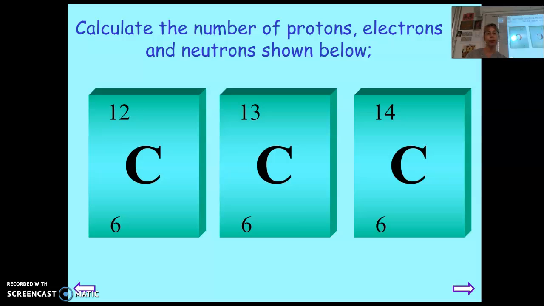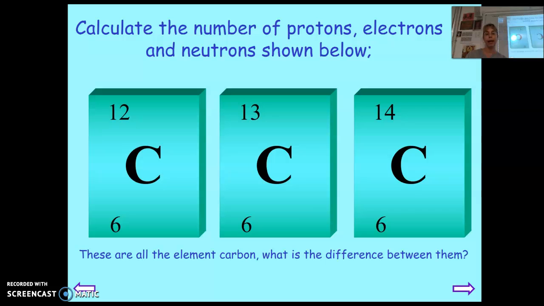Can you remember from chemistry what they're called, everybody? They're called isotopes. Okay, so they're all carbon, but they've got different numbers of neutrons. And I know that because if I go 12 minus 6 for the first one, I've got 6 neutrons. 13 minus 6, I've got 7 neutrons, and 14 minus 6, I've got 8 neutrons.